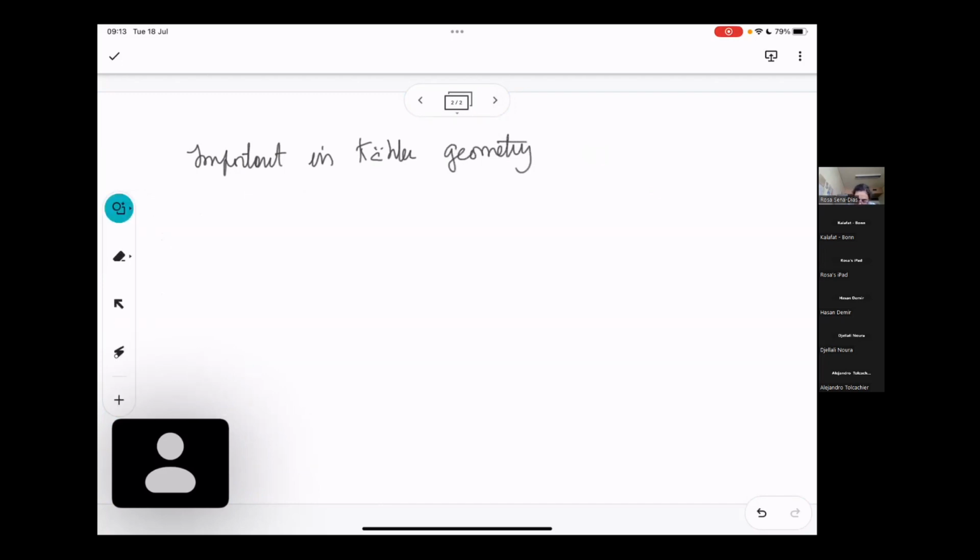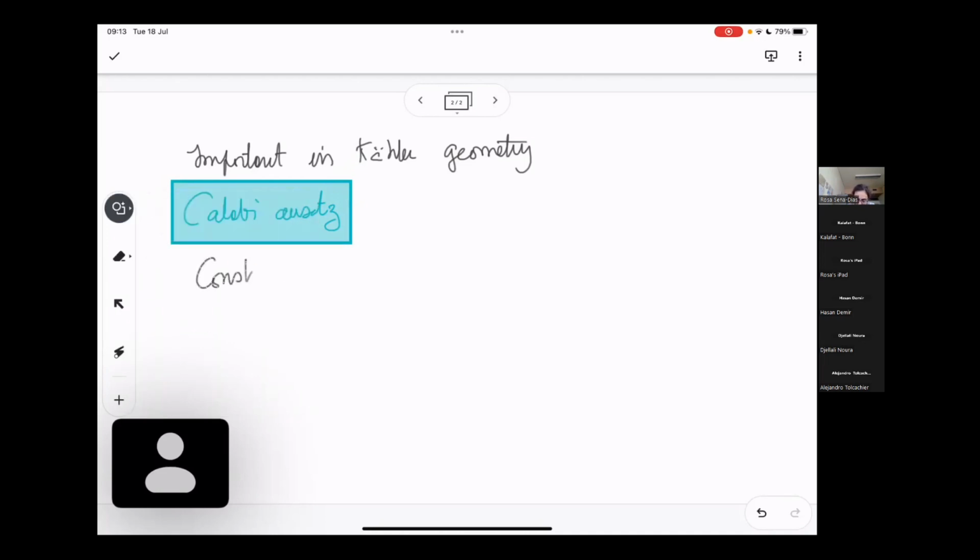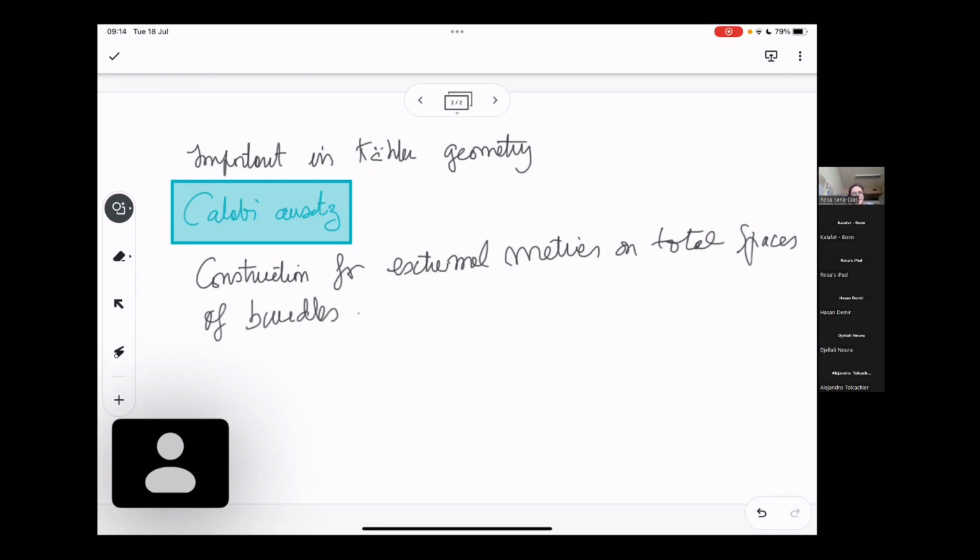So let me start with the first one, which is the Calabi ansatz. It's not very easy to talk about this because it's an ansatz, so it's hard to write things in terms of theorems. What the Calabi ansatz is, it's a construction for extremal metrics on total spaces of bundles. And it's really very general, but I will focus on a very special case.